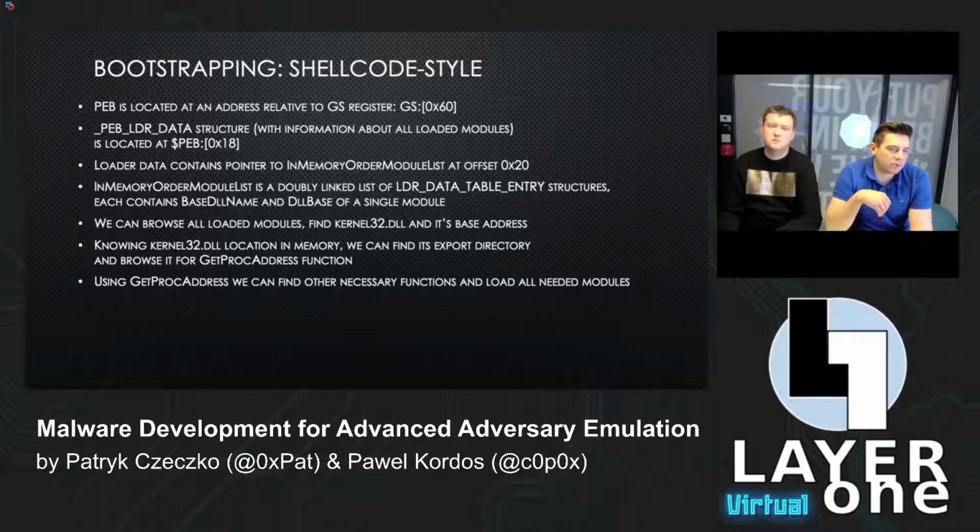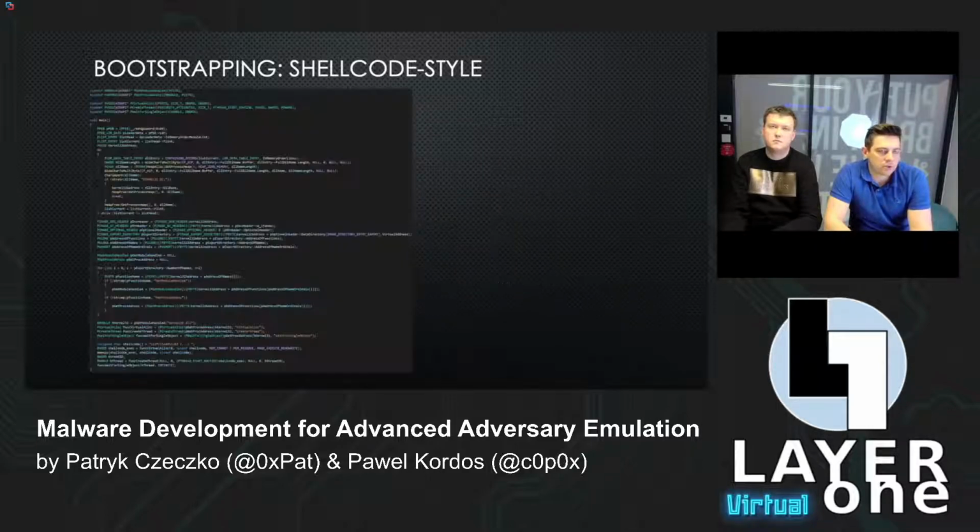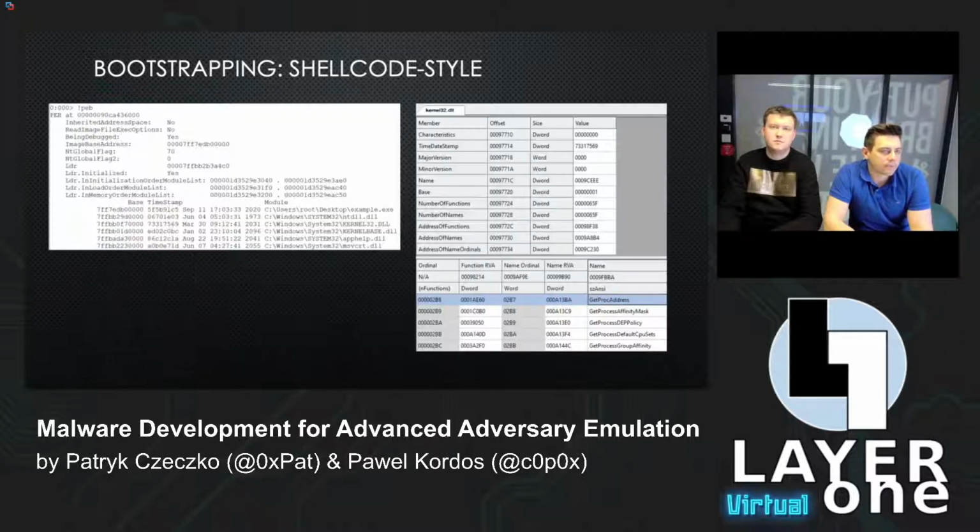And then after dynamically finding the address of those functions, we could call them with arguments to load whatever we would need. So using this shellcode-like technique, we would actually have an empty import table. Everything would be found dynamically during the execution. And this is the code for that. It's quite long, but you can find this and all of the other stuff on my blog, which I will link later in the presentation.